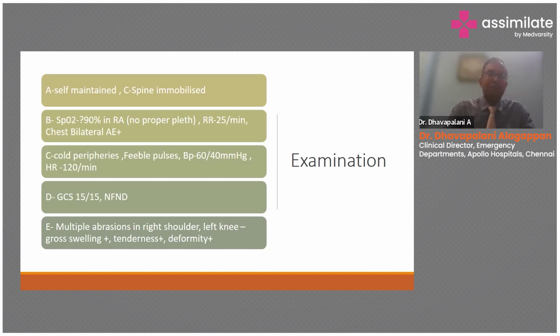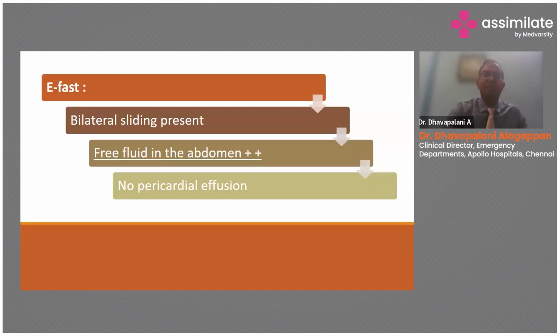He had multiple abrasions in his shoulder, and his knee was grossly swollen, as we had seen on the X-ray, and it was deformed. The EFAST showed free fluid in the abdomen. So where do you look for blood in trauma? Chest, abdomen, pelvis, long bones, and the floor. We do know that he had a long bone fracture, but that would only account for 1,000 mils max.